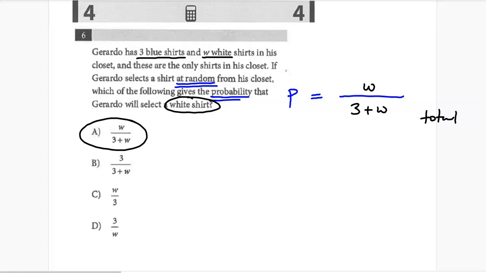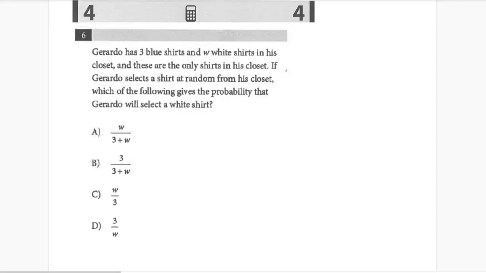Now, it might be easier for you if you're confused by that W to just put your own number in, like 5 white shirts. Now you say, okay, what's the probability that he's going to pull out a white shirt? Well, he has a total of 8 shirts in his closet, 3 plus the 5. And what's the chance he's going to pull a white out? Well, 5 out of the 8 choices. So you could also put your own number in there to help you out a little bit.